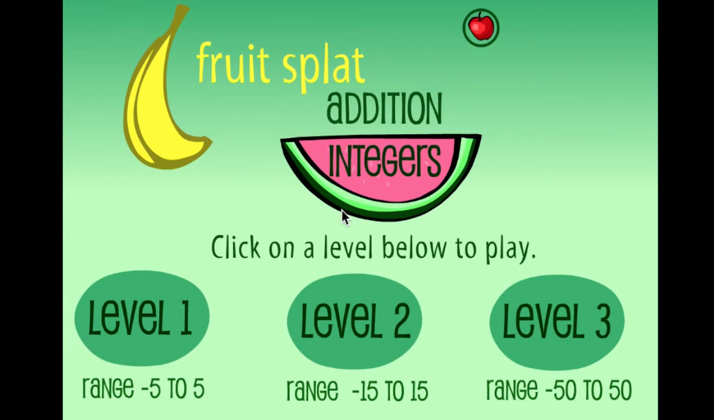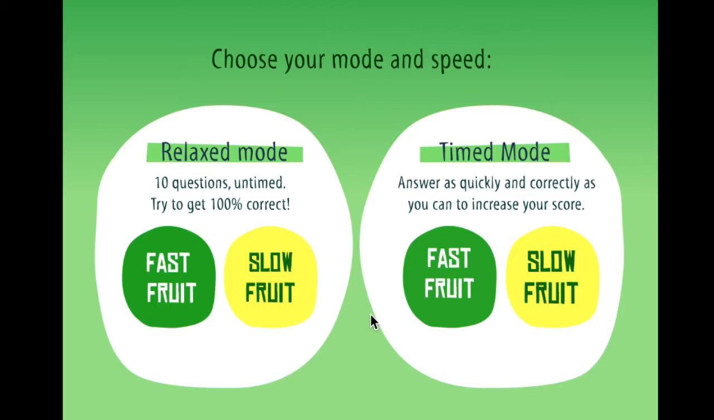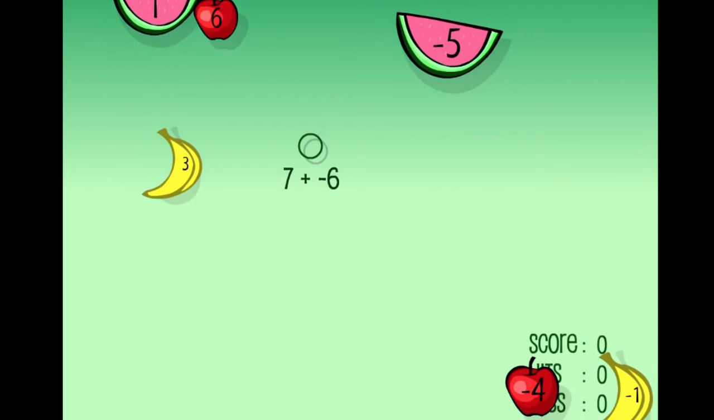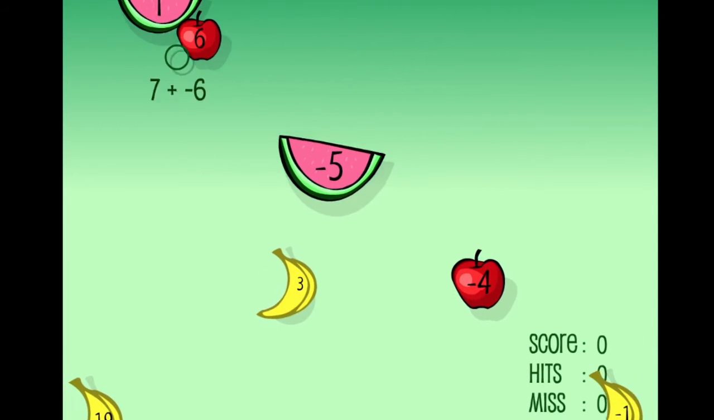The last game I want to show you is called Fruit Splat Addition Integers. You click on a level that you want, and then you can choose the mode and the speed. In this game, you have to match the question with the correct piece of fruit.